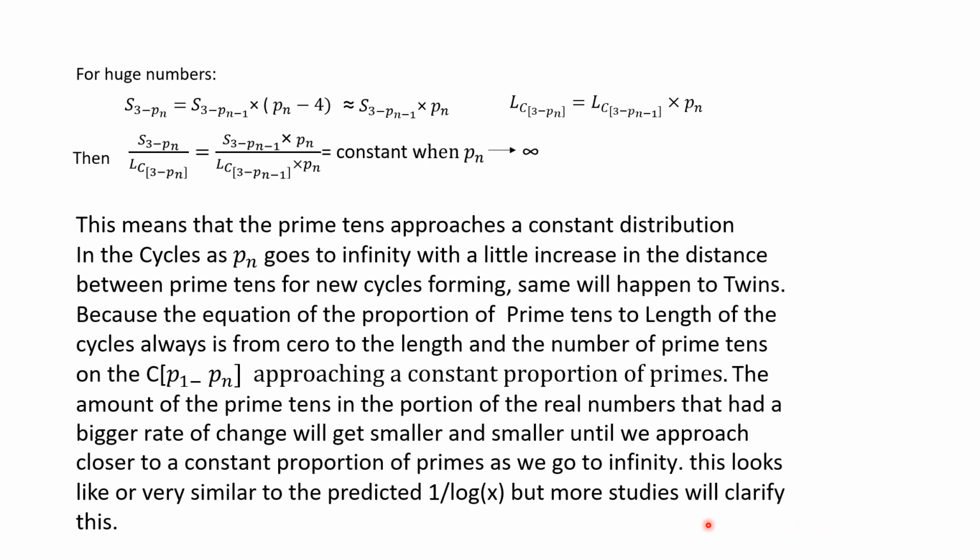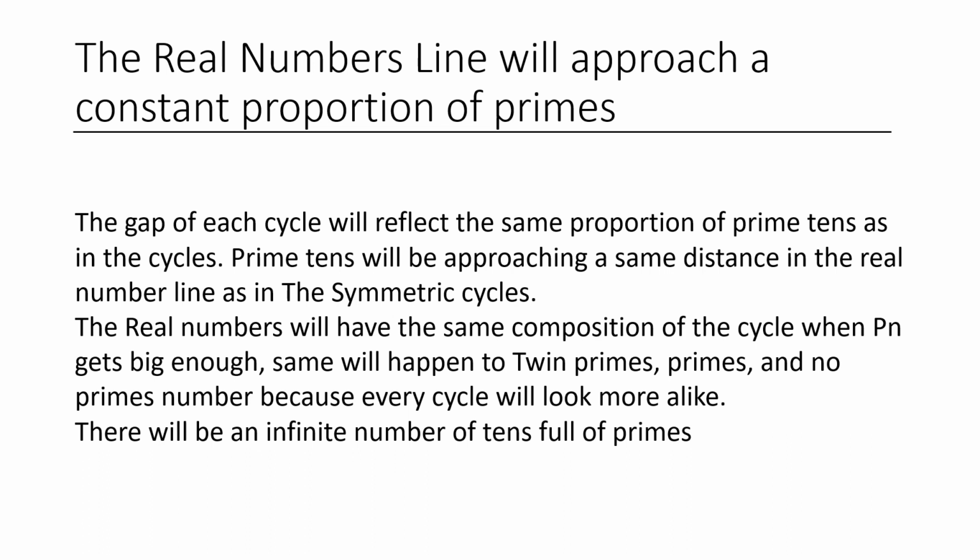Really, it is a gradual process because there is a part of prime terms that are in the real number line, but it's gradual. But as we go to infinity, prime terms, twins, and the whole cycle are gonna look more alike. We're gonna have something more constant, and we'll get stabilized. The real number line will approach a constant proportion of primes.